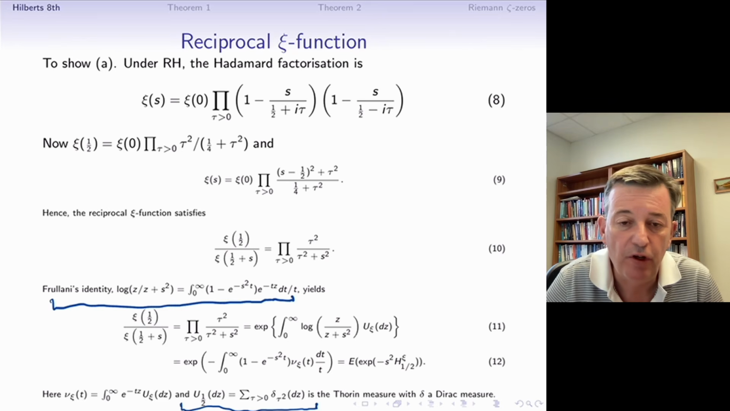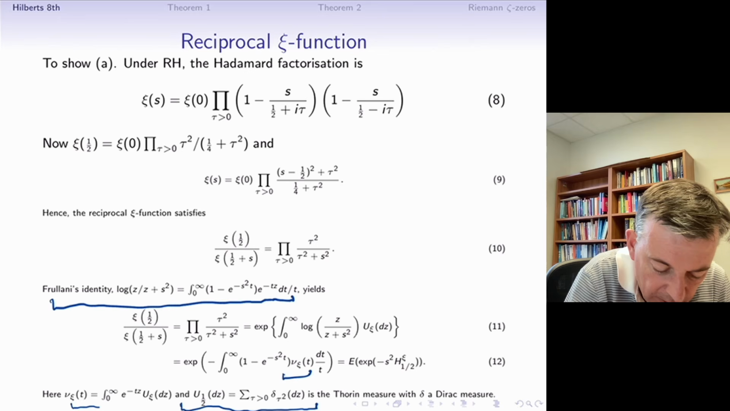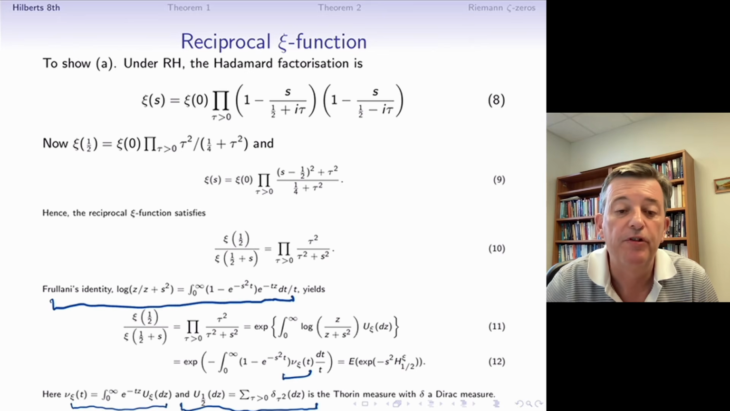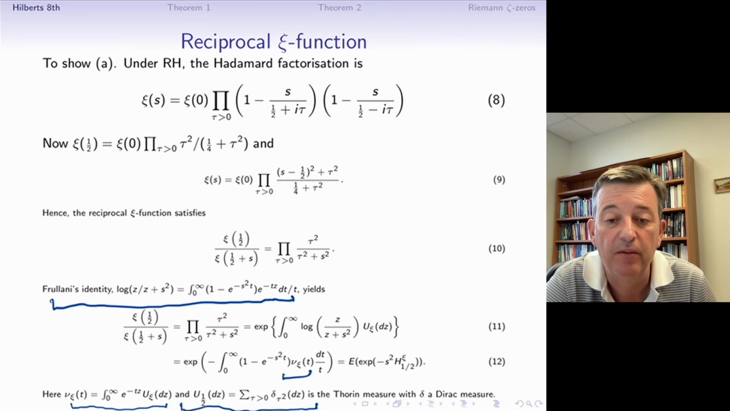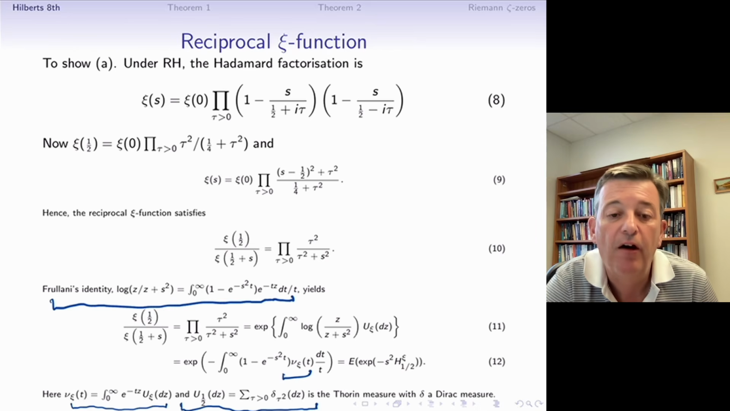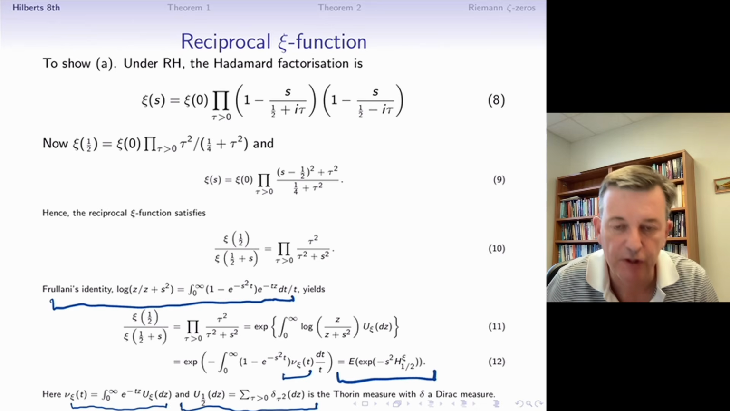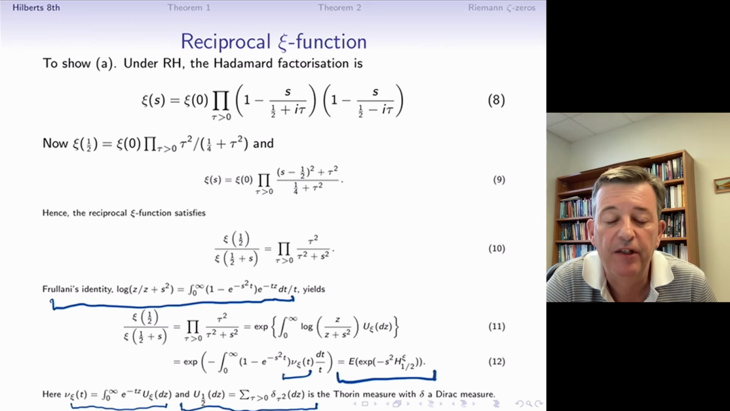And one other thing to notice is that the measure nu that's sitting in here is a completely monotone function, essentially just an integral with respect to the Thorin measure of the exponential function e to the minus tz. And equation 12 has essentially put the reciprocal xi function in what's known as Levy-Khinchin form. So it's well known that an exponential of minus the integral of 1 minus e to the minus s squared t times a measure dt over t can be written as a Laplace transform. And if we just replace s by square root of s, you can see that essentially we show that Thompson's condition is true.